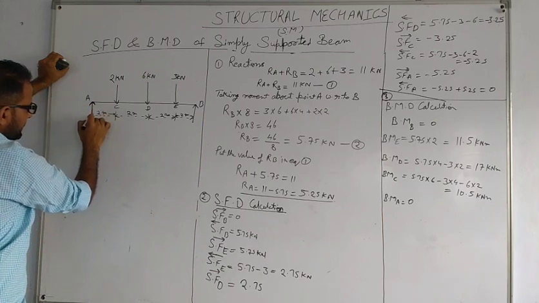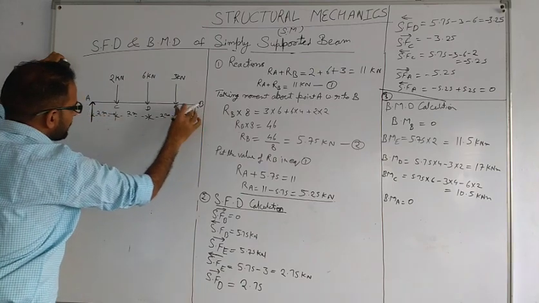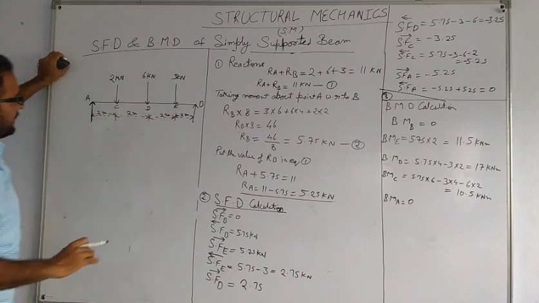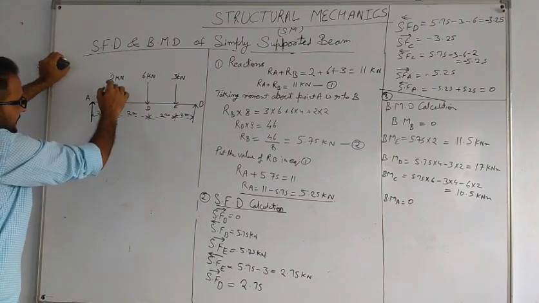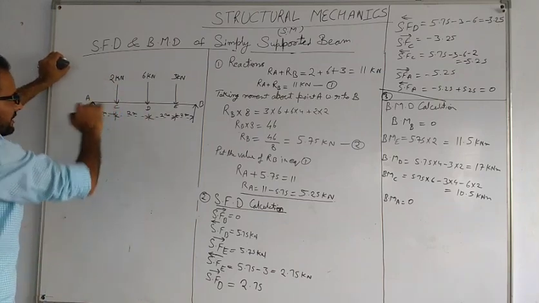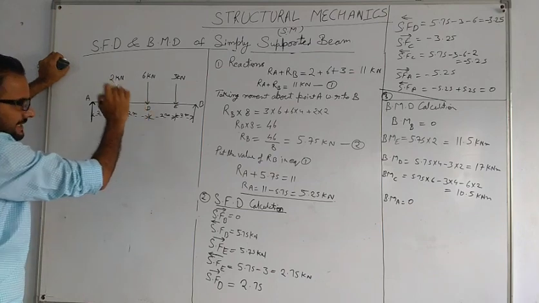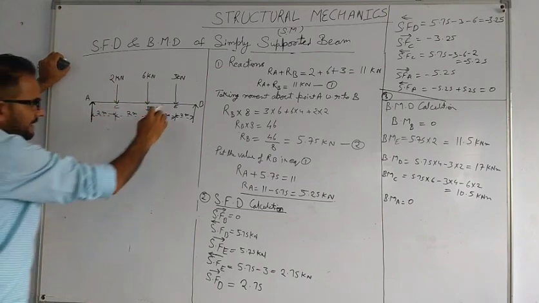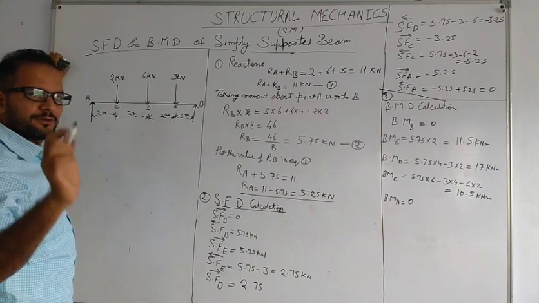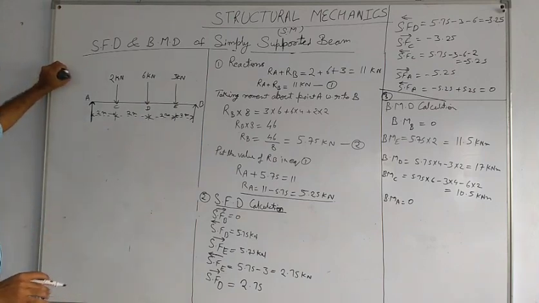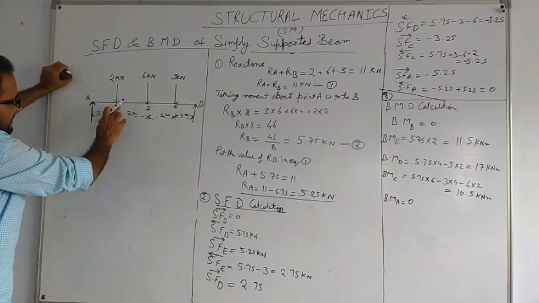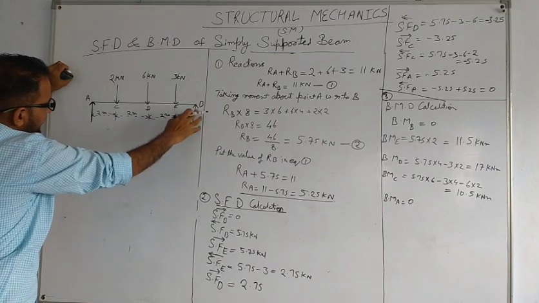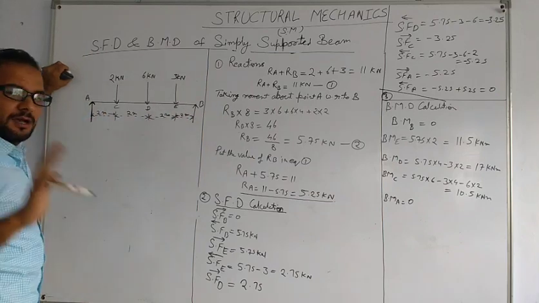Point A is a support, this one is also a support, and it is a beam. At point C, a 2 kN point load is working. At point D, a 6 kN point load is working, and at point E, a 3 kN point load is working. So these loads are known, and the reactions at A and B are not yet known.